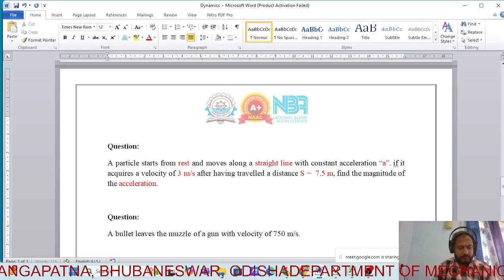So what is the question? A bullet leaves the muzzle of a gun with a velocity of 750 meters per second.